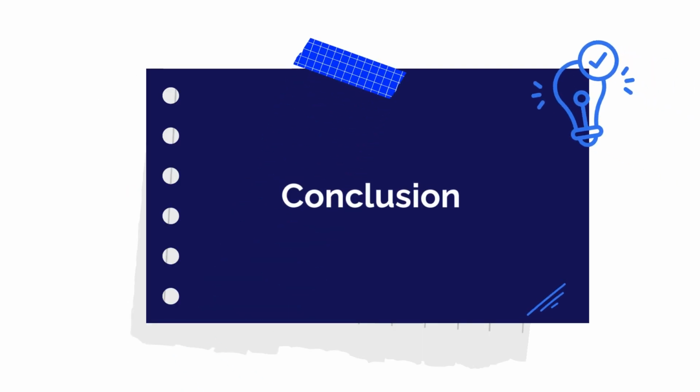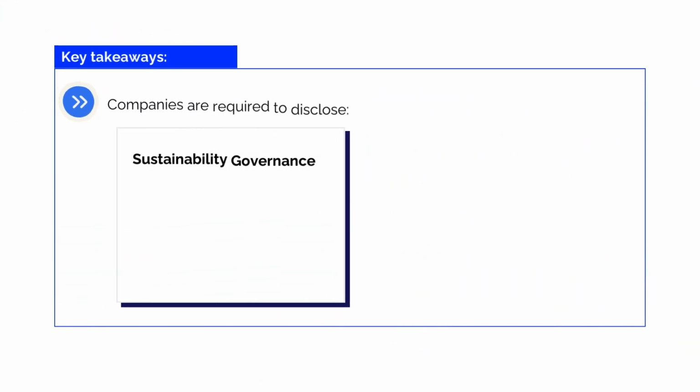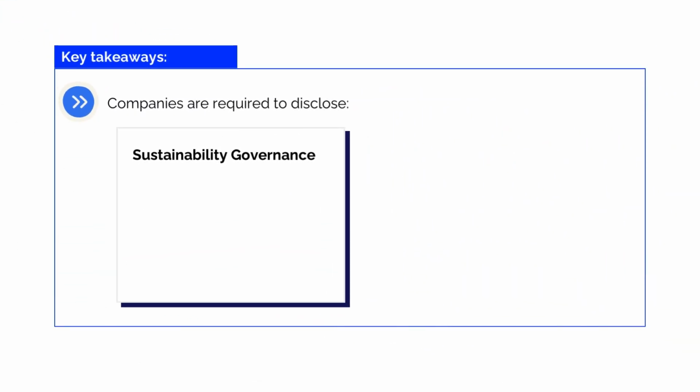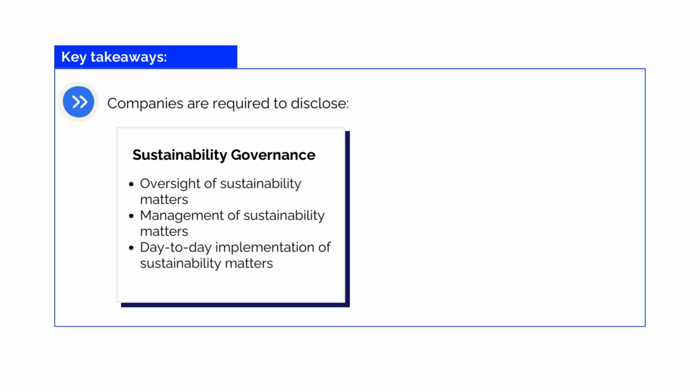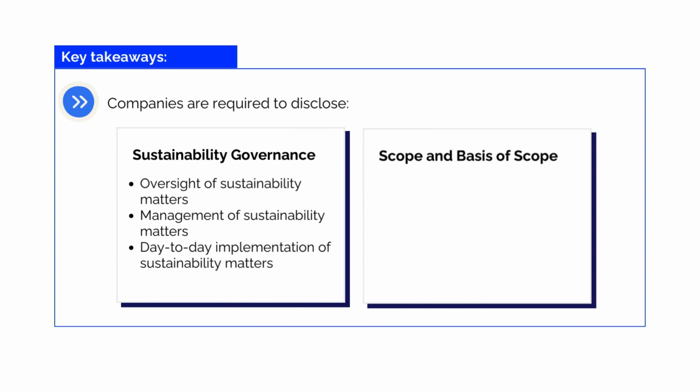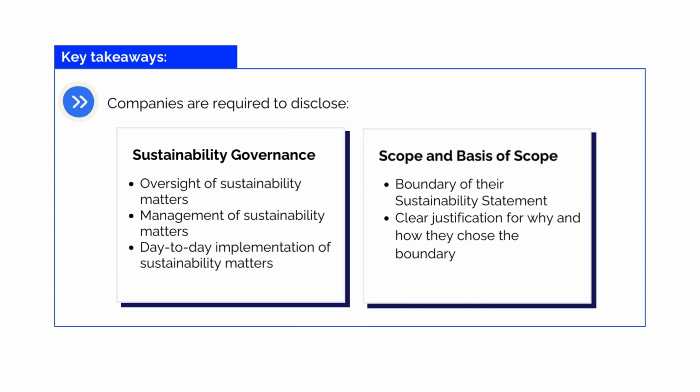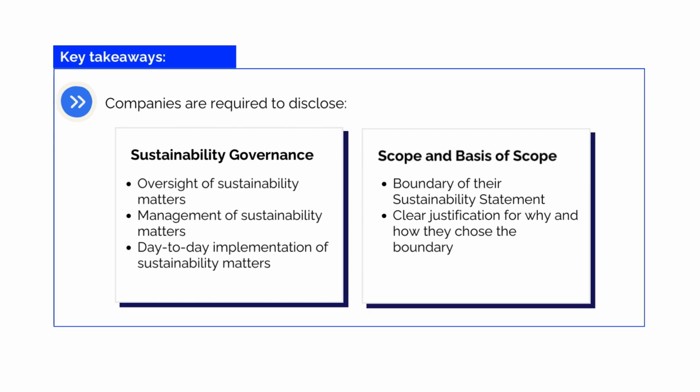To summarize key points from this chapter, in terms of sustainability governance, listed issuers are required to disclose the oversight of sustainability matters, the management of sustainability matters, and the day-to-day implementation of sustainability matters. The sustainability governance structure should also be supplemented with specific roles and responsibilities. As for the scope and basis of scope, listed issuers are required to clearly mention the boundary of their sustainability statement and provide a clear justification for why and how they chose the boundary.